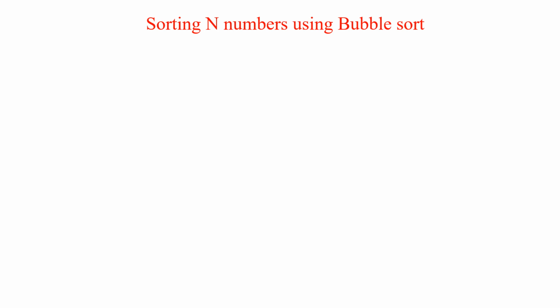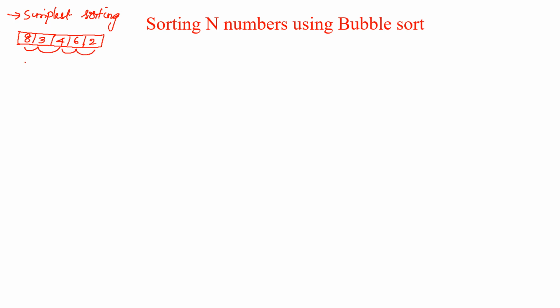So in this video, we will see sorting n numbers using bubble sort. Bubble sort is one of the simplest sorting algorithms, which compares the adjacent elements inside the array. For example, let me take an array with elements 8, 3, 4, 6 and 2. It compares each adjacent element and sorts according to the ascending order.